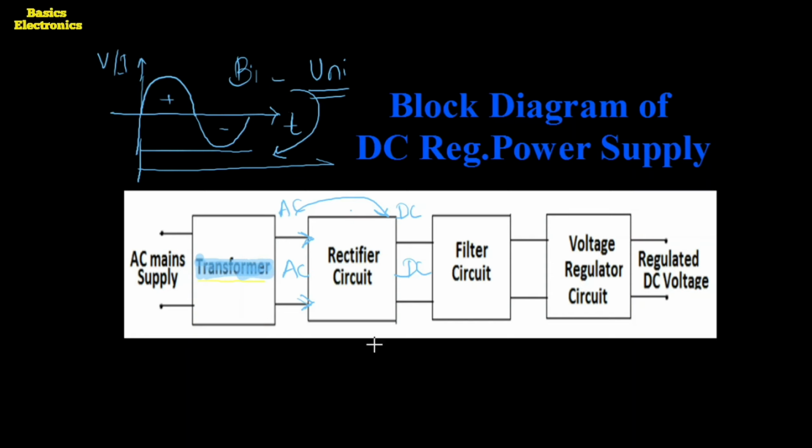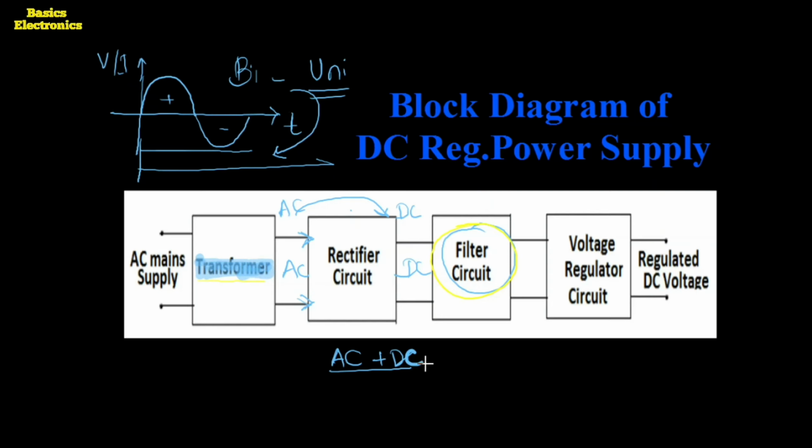Here the output of the rectifier is not the pure DC voltage. It consists of AC and DC. Both AC and DC components are available. The AC components are superimposed, mixed with the DC component. But what do we require? We require only the DC. So, we have to filter it by using filter circuitry. We require to use one circuit. That circuit we call a filter circuit.